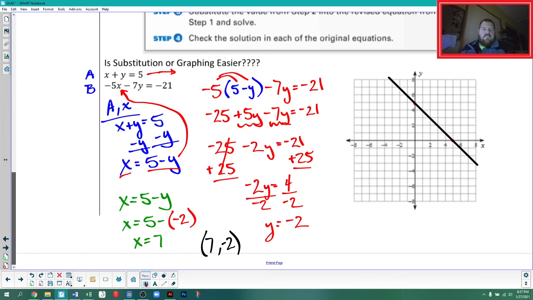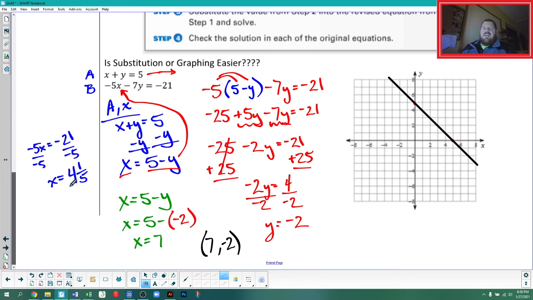Okay, and then for my other one, this one's where the tricky part comes in. If I cover up the y, I get negative 5x equals negative 21. And I have to solve that equation. And it's not clear to me what it is. Okay, when I divide by negative 5, I would get that x is equal to positive 4 1/5. Right? Yeah, positive 4 1/5. And that right there is pretty tough to graph, but we can give it a shot.